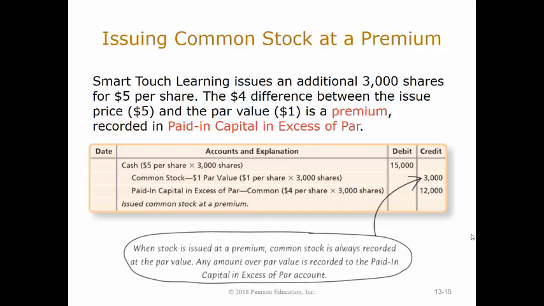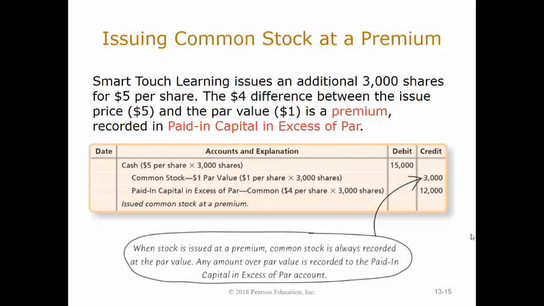Issuing stock at par is not a completely normal thing. Like I previously stated, a lot of companies have par value way below the going market value of their shares, and when they choose to issue new shares, there's no reason for them not to maximize the amount of cash they receive by issuing at a price which is similar to the going market value of their stock. So in this example, Smart Touch is going to issue at a premium, entirely common situation for companies. So they're issuing an additional 3,000 shares, and they're doing so this time at $5 per share.